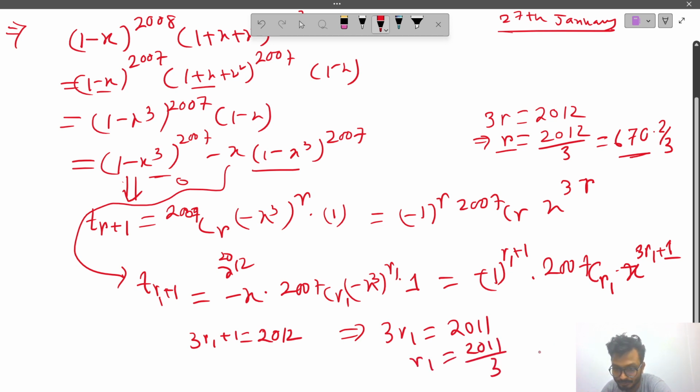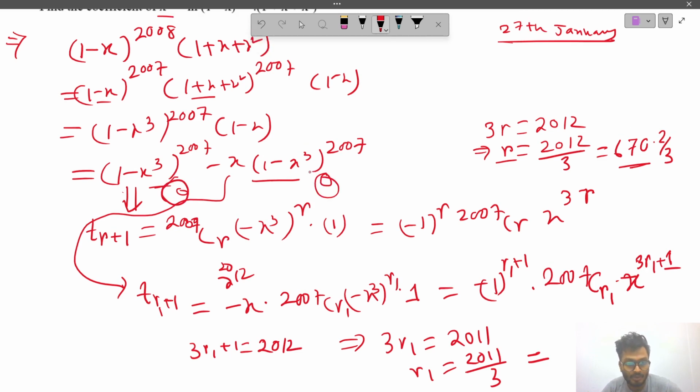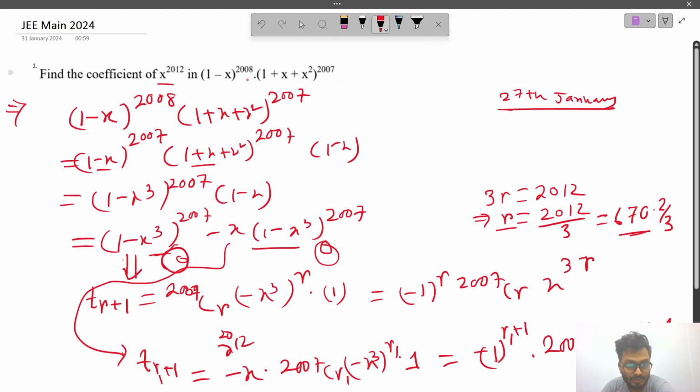This cannot be an integer, so this is also not possible. So for the two cases, here the coefficient of x to the power 2012 is 0, and here also 0. So what will be the coefficient in this expression? This will be 0.